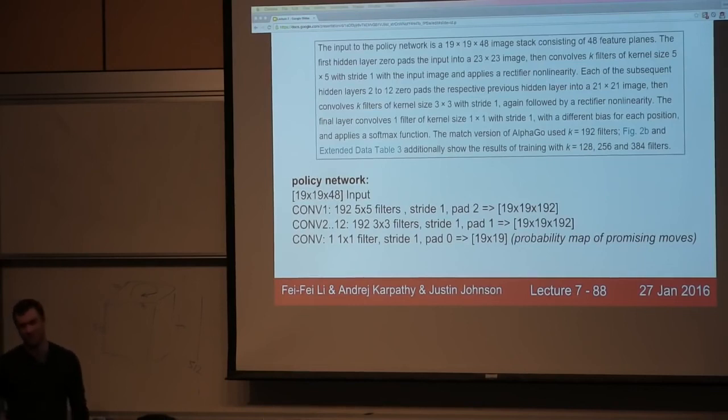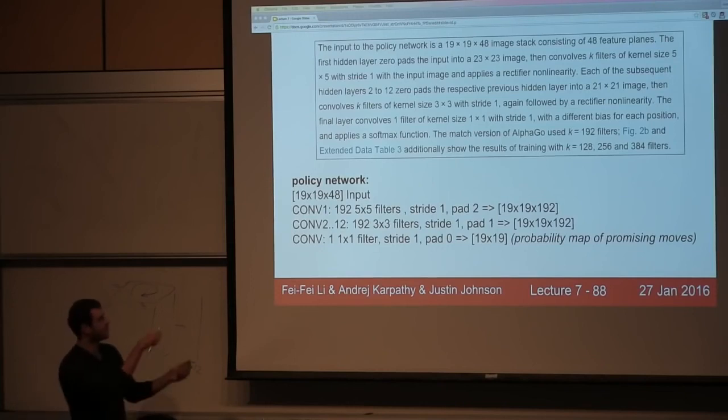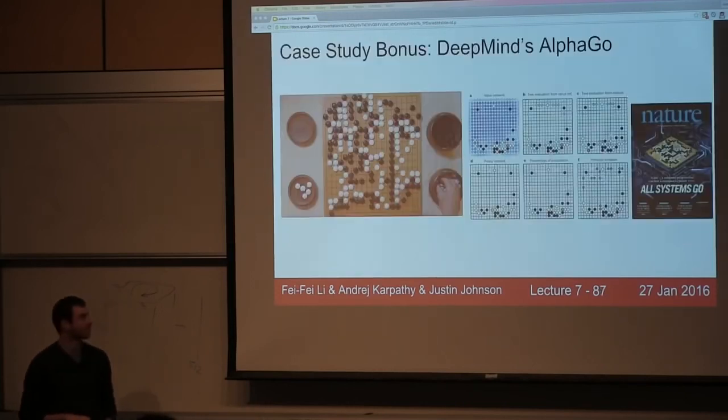Anyway, I'm just making the point that you can basically read some of this and distill what the architecture roughly is. And so I wrote it out here. You start out with this input. They do 5 by 5 filters, stride 1, pad 2, so they preserve the spatial size. And then they do 3 by 3 filters, pad 1. So again, they're preserving spatial size at 19 by 19 for a long time. And then at the end, they have just a little 19 by 19 array that is telling you how promising every single position is to play next. So that's the main policy network that is doing a lot of heavy lifting in playing Go.